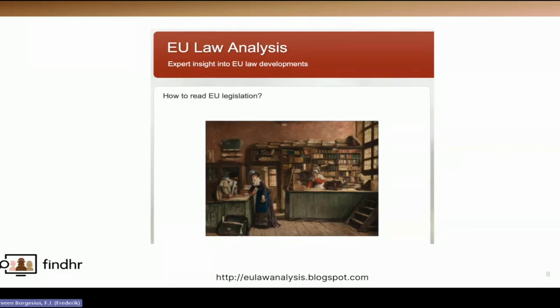If you are not specialized in EU law, or if you're not a lawyer at all, this blog post on the screen gives tips on how to read EU legislation, because EU legal texts are not the most sexy and reader-friendly reading.